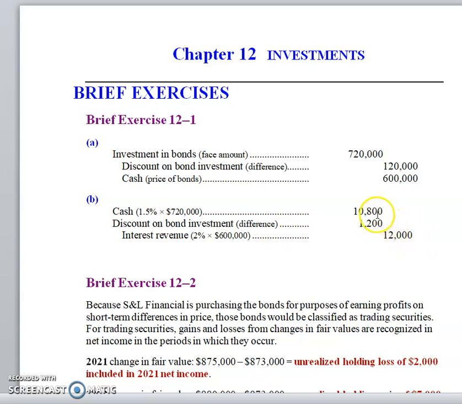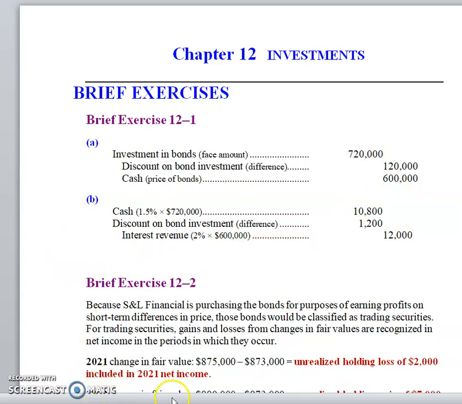Now, the difference between the cash received and the interest revenue recorded is amortization of the discount. So we debit discount on bond investment for $1,200. And so now the discount is $118,800. And so now the net book value has gone up by this $1,200. So it's now $601,200. Okay, hope y'all understand that.